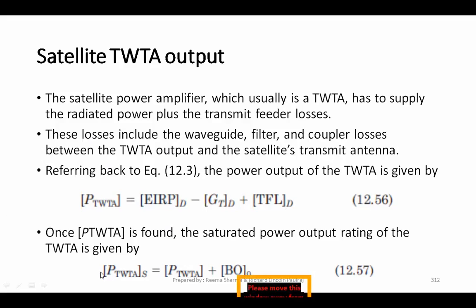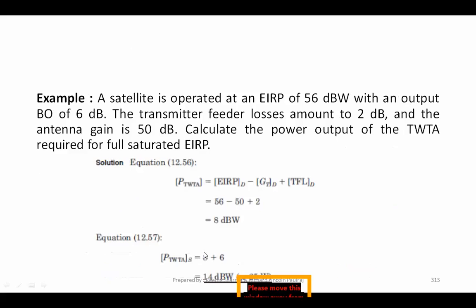The saturated power, P_S, is given by P_TWTA plus the output backoff, how much I have reduced. So we can take a problem now and understand the application of the formula. A satellite is operated at an EIRP of 56 dBW with an output backoff of 6 dB. The transmitter feeder loss, TFL, is 2 dB, and the antenna gain is 50 dB. Calculate the total TWTA power. The gain is given as 50 and TFL as 2. Just substitute, and you will get 8 dB.